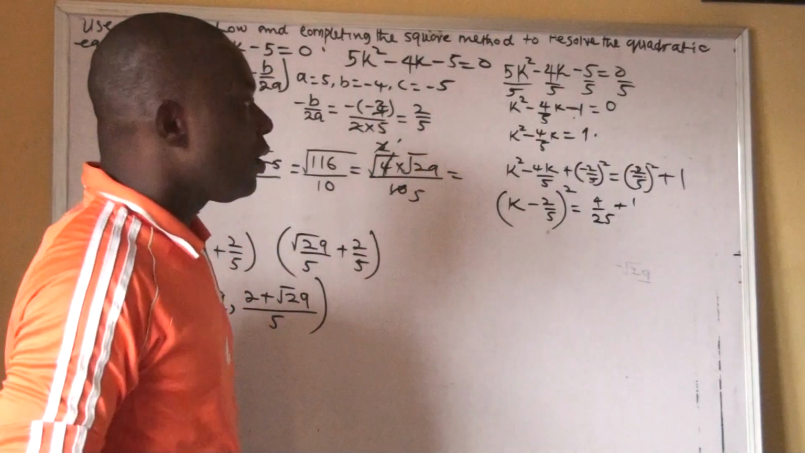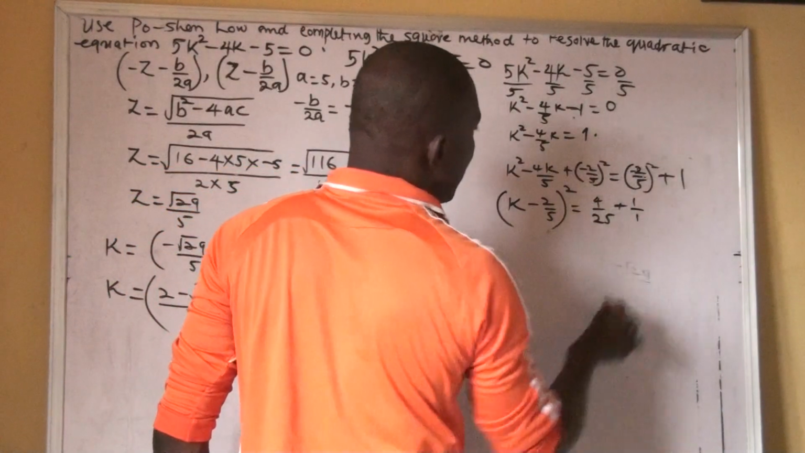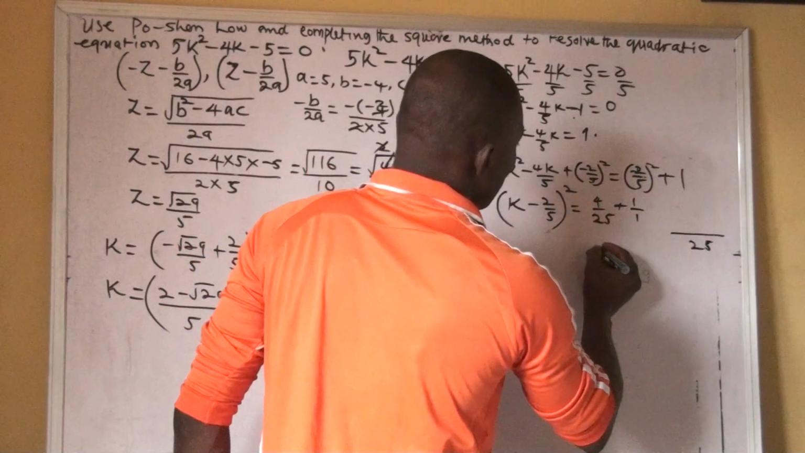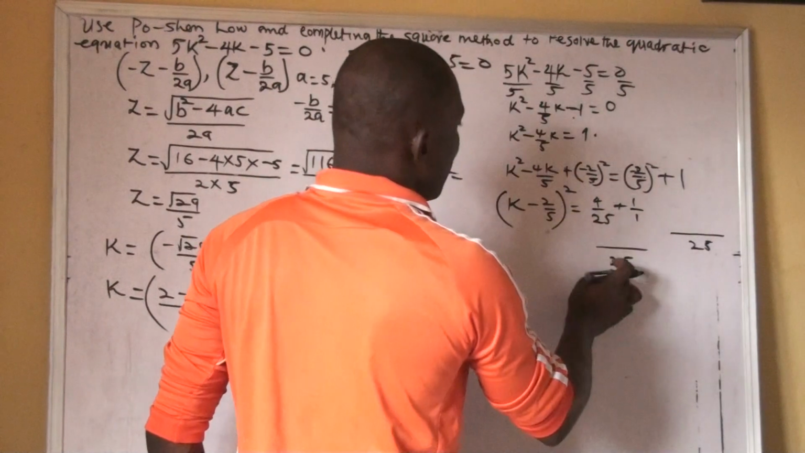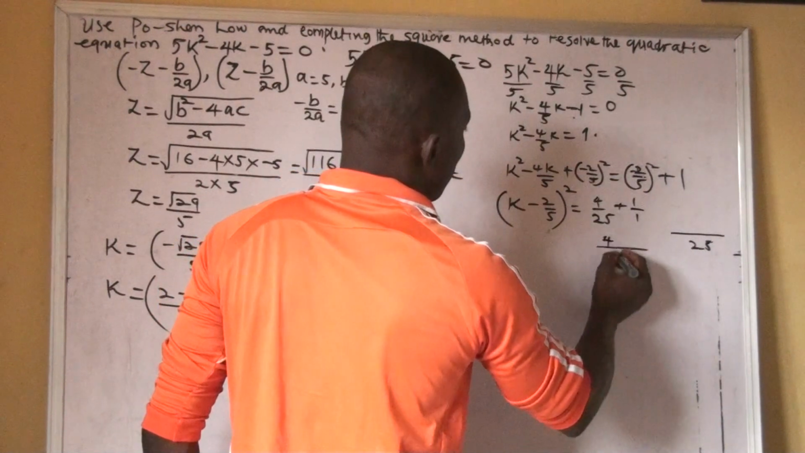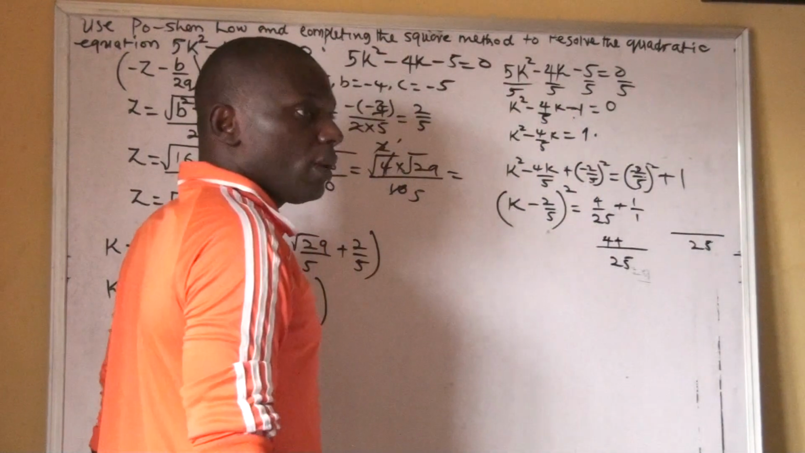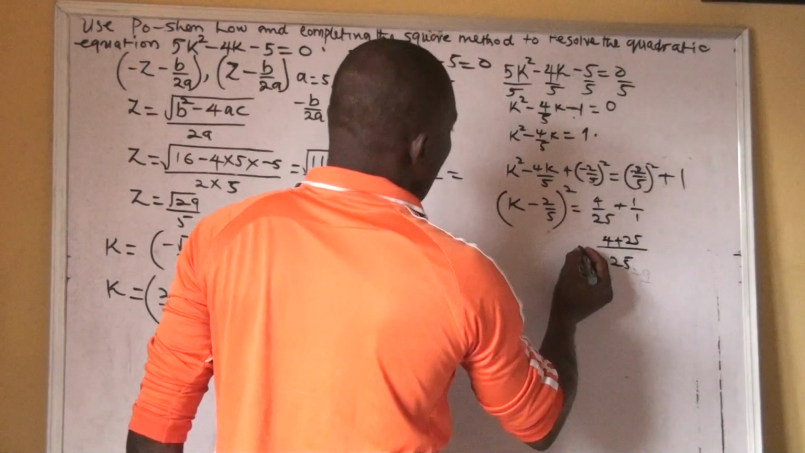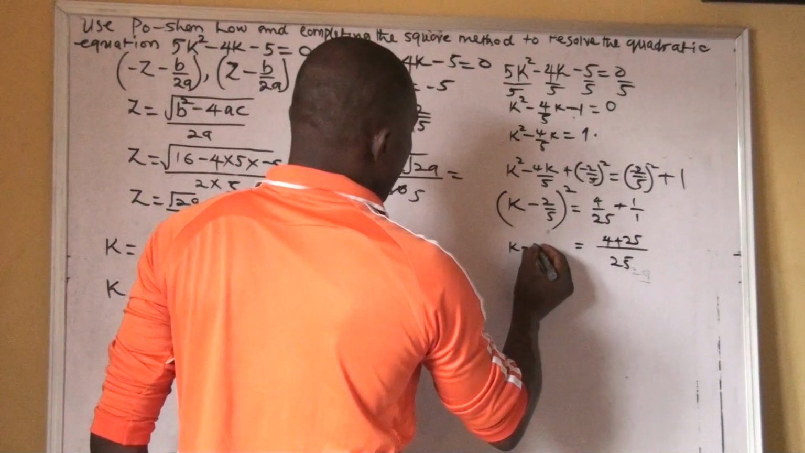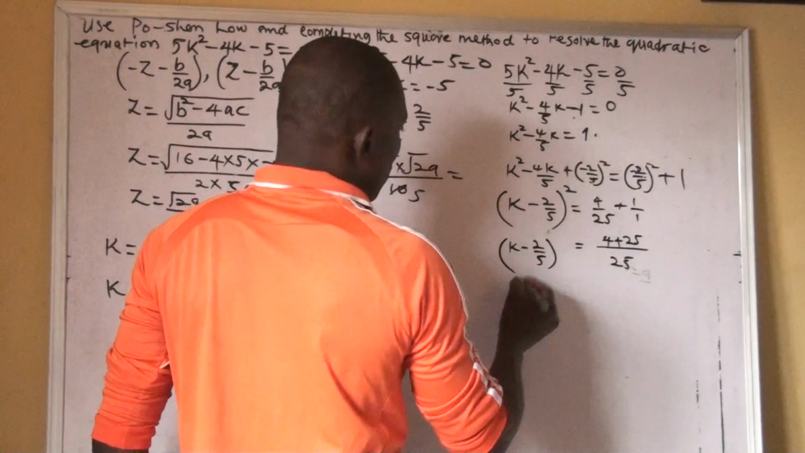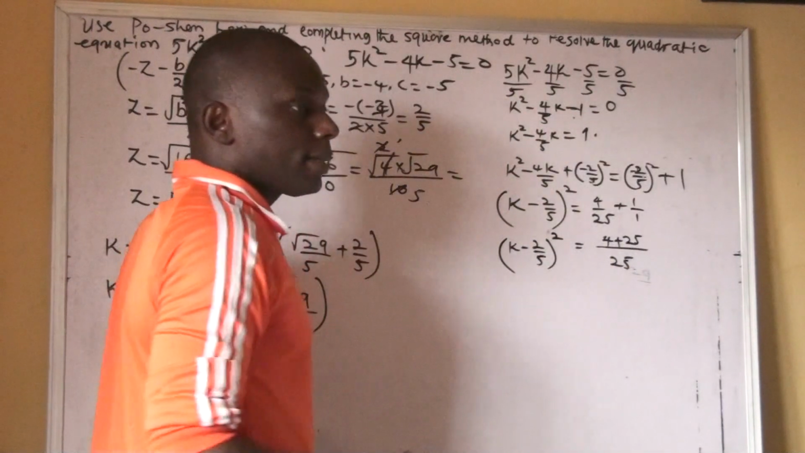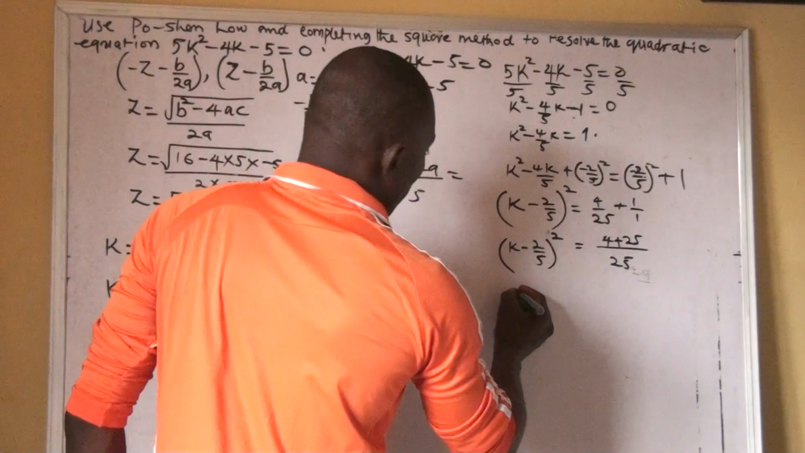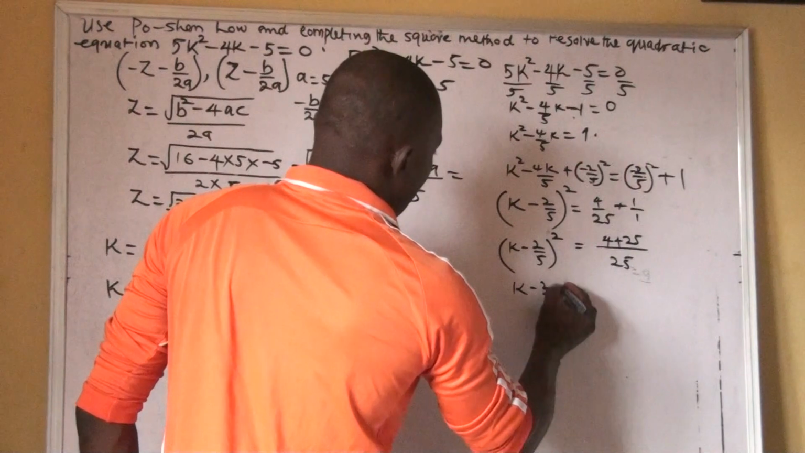Okay, in order for us to move forward, this is a fraction already. And how do we handle the right hand side? Here we use the LCM, which is 25. 25 divided by 25 is 1. 1 times 4 is 4 plus. 25 divided by 1 is 25. 25 times 1 is 25. So here, this becomes k minus 2 over 5, close your bracket and you square it. Open bracket, k minus 2 over 5 all square, and here we have 4 plus 25 over 25.